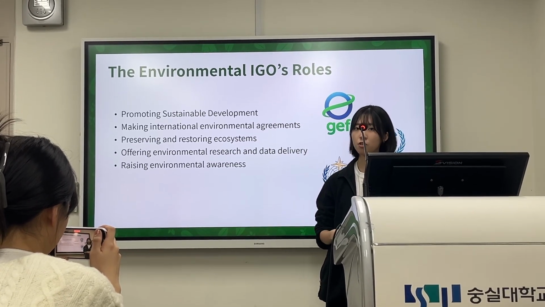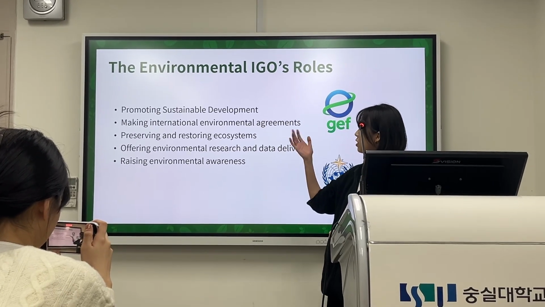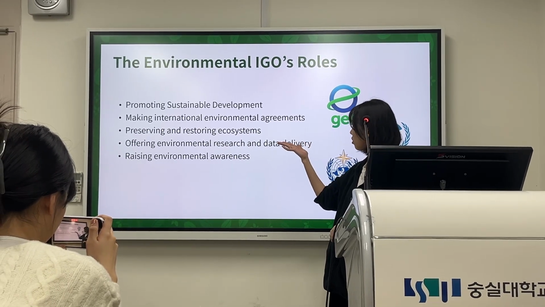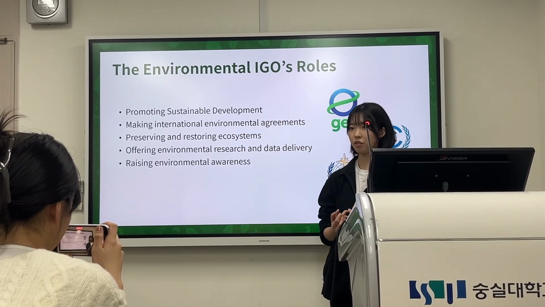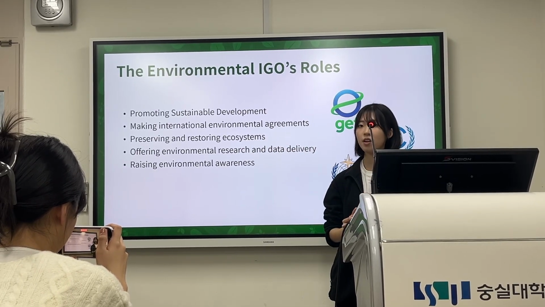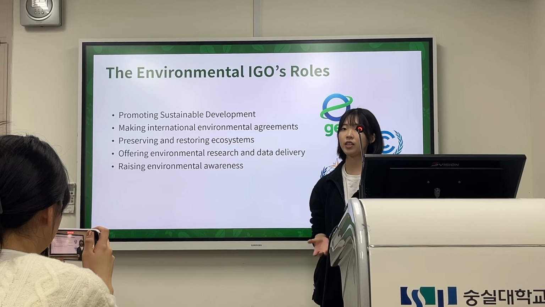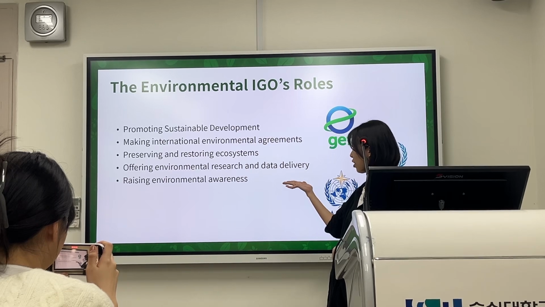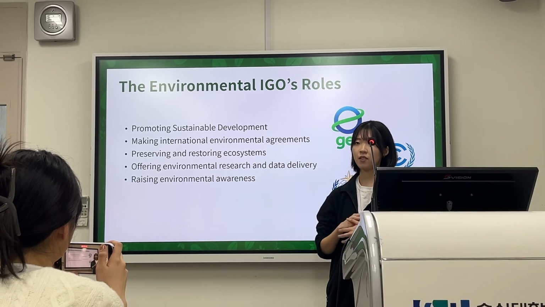Then, what should IGOs do? Let's take a look at the roles of environmental IGO. First, they promote sustainable development for their future generations. Second, they make international environment agreements to raise the global cooperation. Third, they preserve and restore ecosystems to save biodiversity. Fourth, they offer environmental research and data delivery to all over the world, especially to developing countries. Lastly, they raise environmental awareness of green issues. All of these roles contribute to solving the environmental problems.